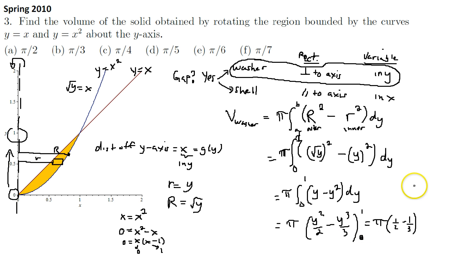So half minus a third, common denominator is 6. So that'll be 3 sixths minus 2 sixths. Altogether, that's 1/6. So your answer is pi over 6. Whatever units we have cubed, that's what we get when we rotate that and create that three-dimensional shape.